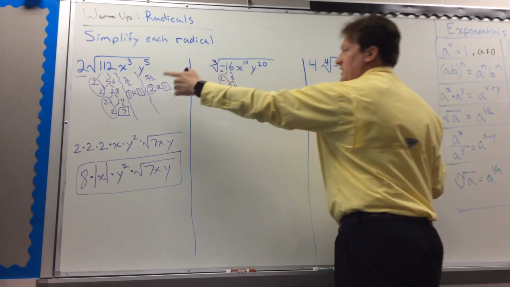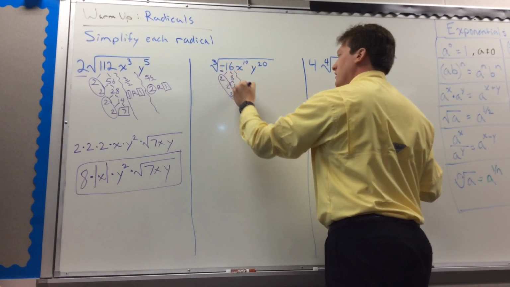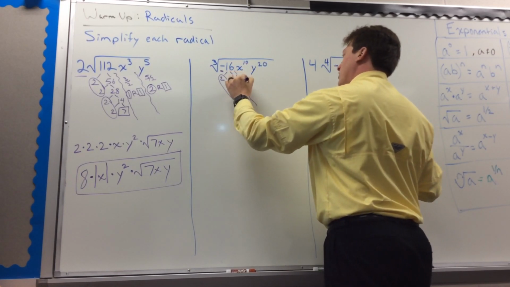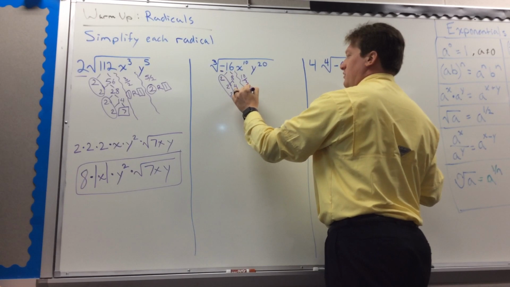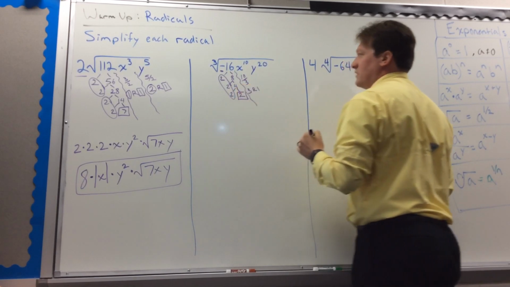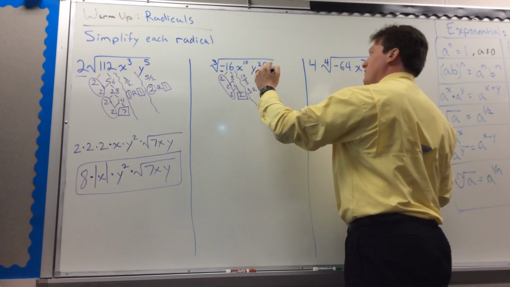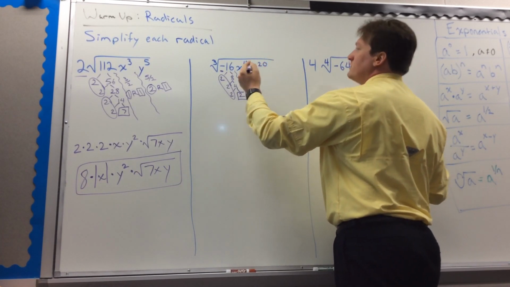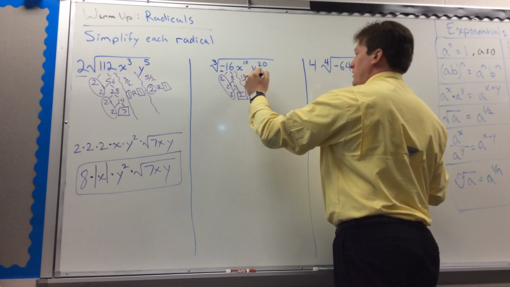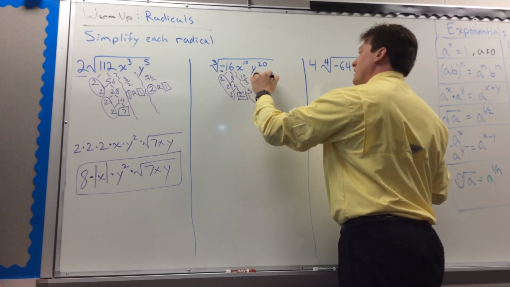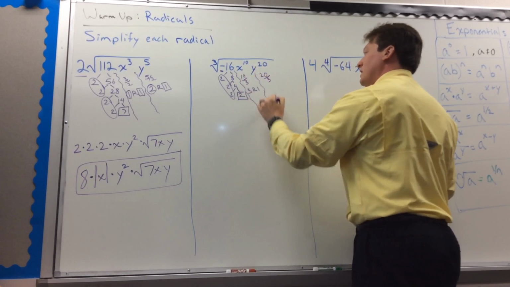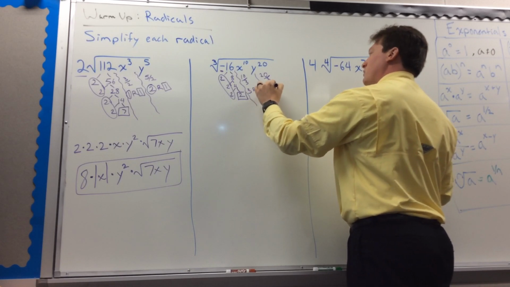I'm going to do the same thing I did with my exponents over here. So I've got 10 over 3 is going to be 3 with a remainder of 1. And then 20 over 3 is going to be 6 with a remainder of 2.